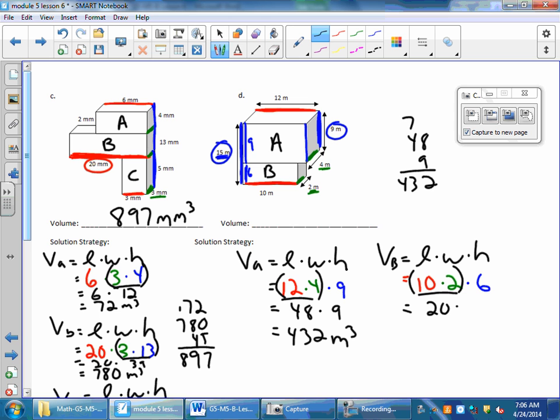Volume of B, a little easier. Height times width is 20 times 6 is 120 meters cubed. Put them together. 432 plus my 120 is 552 cubic meters. Final answer.